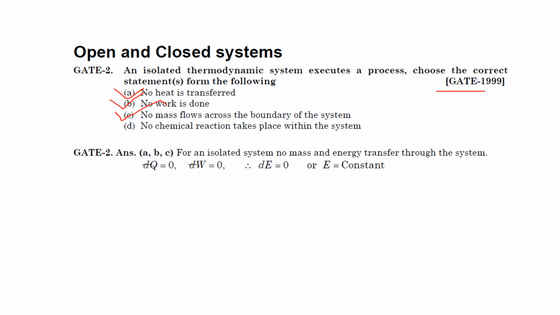This is a very old question, from 1999. At that time multiple options could be correct, so here the option will be ABC. DQ is equal to 0, DW is equal to 0, and DE is equal to 0, so E is constant. For an isolated system, there is no mass and energy transfer through the system. If you read about the isolated system, you will find these things. I mean ABC.